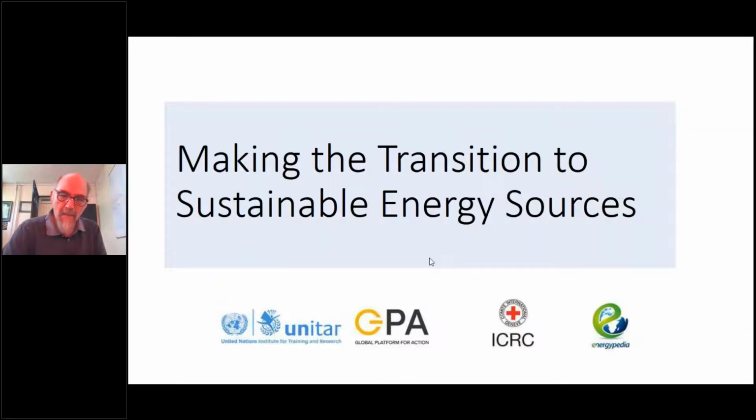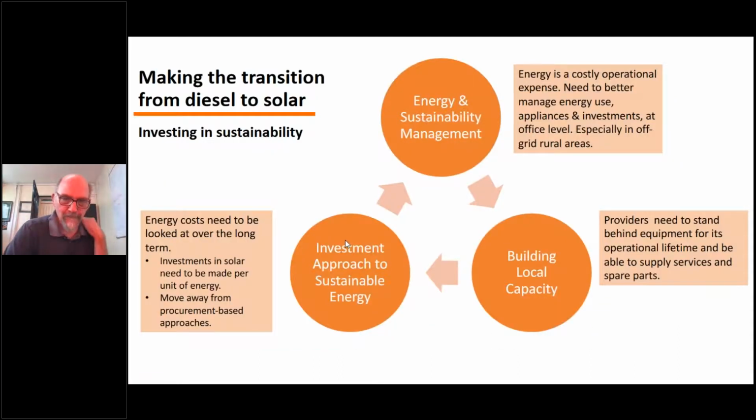So, making the transition to sustainable energy sources. How do we do it? Next slide, please. Okay, so there's three general things that have to happen as we make this transition. One, we need to look at energy and sustainability management as an operational cost. So we need to better manage energy use and appliances and investments at the office level, especially in off-grid rural communities.